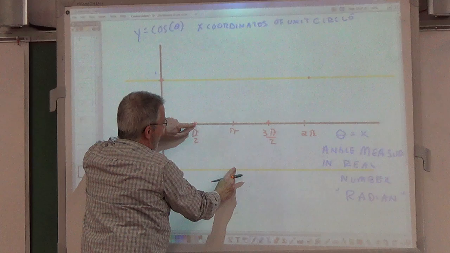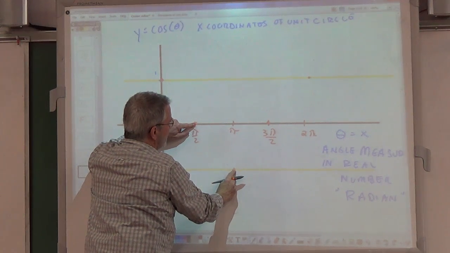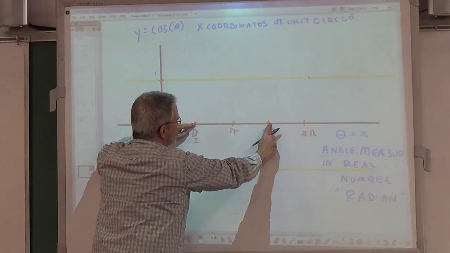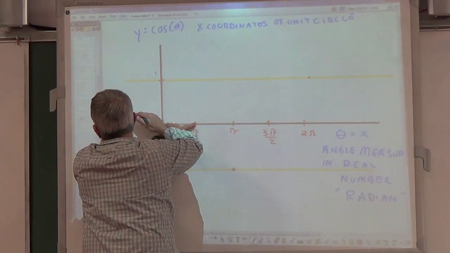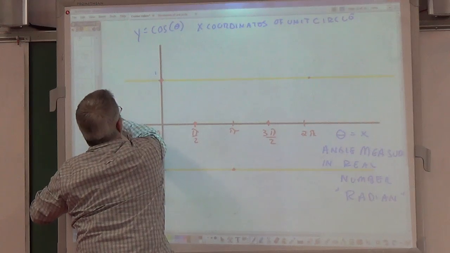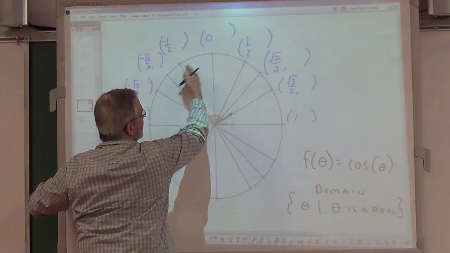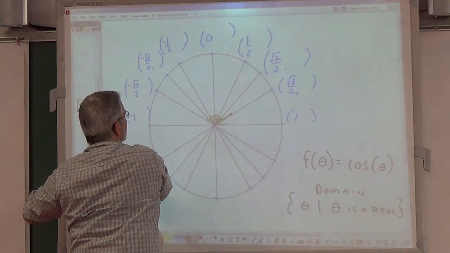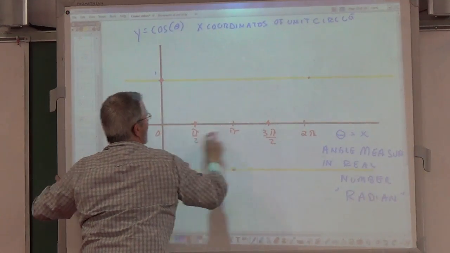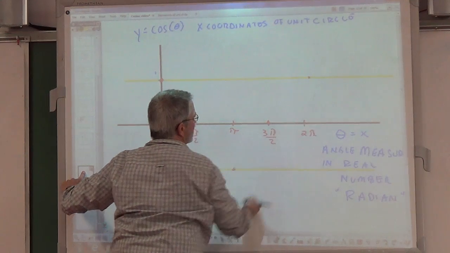The cosine of pi is -1. The cosine of 3/2 pi is back here at 0. Think about your unit circle. That's where I'm going, right here. I'm going around the unit circle. And then if I'm at 2 pi, I'm back at 1.